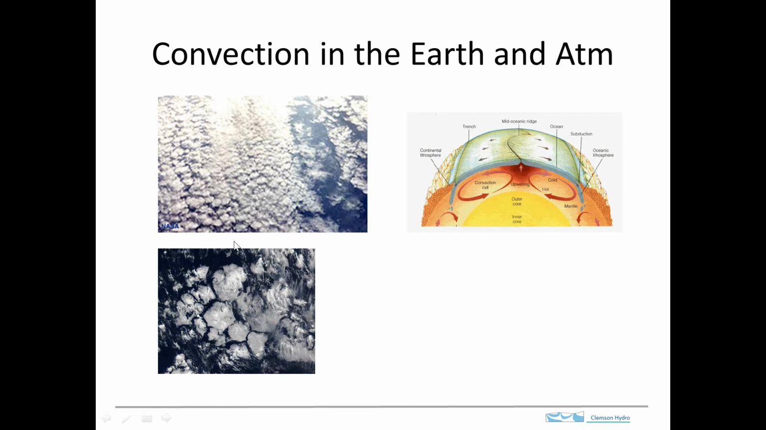Okay, so convection is occurring to form these clouds. The water vapor is rising in the center, and then it's condensing to form the clouds as it gets into the upper areas of the atmosphere.